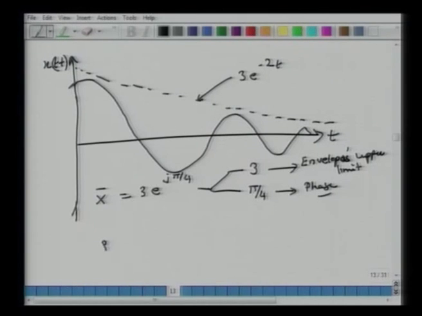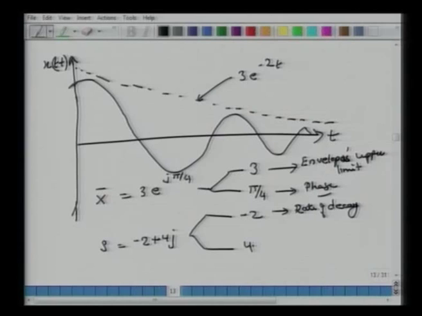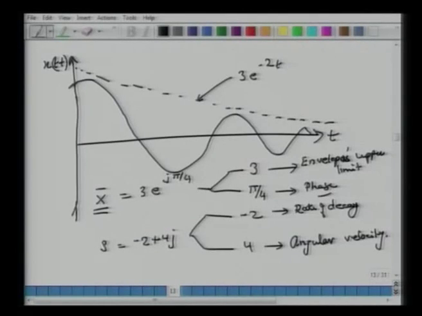And then the complex frequency is minus 2 plus 4j. Again, it has a real component, minus 2, and this is the rate of decay, and it's symptomatic of the damping characteristics of a system. And then you have 4, and that is essentially your angular velocity. So you have a complex amplitude, which defines the magnitude and also the phase part of it. And then you have complex frequency, which helps you understand the damping characteristic of the oscillation or the signal, and also the angular velocity or the frequency. So that's all I wanted to talk about complex time signals, at least today. And we'll talk more about complex time signals as we move forward.